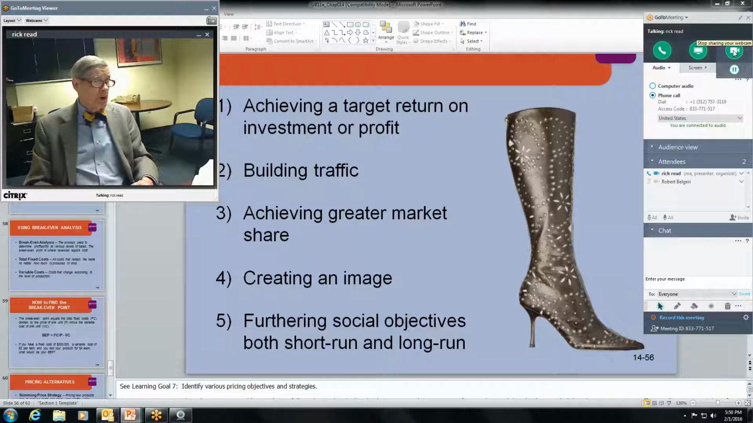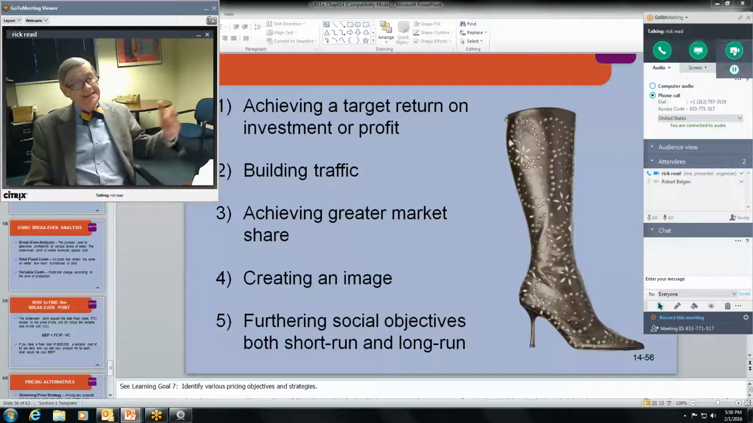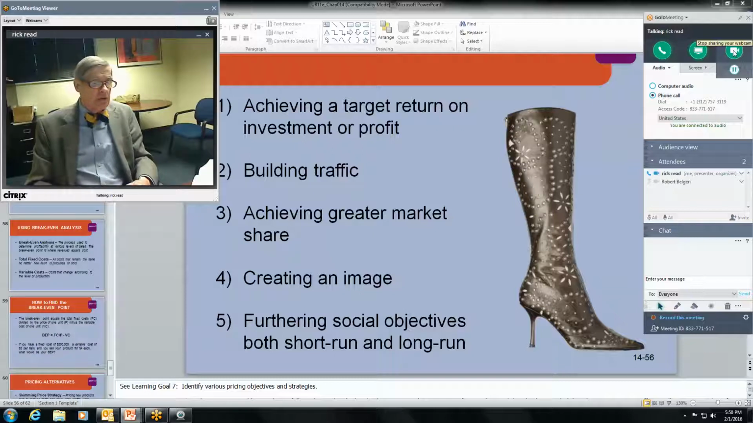Increase market share. Have some kind of an image that people can identify with in the product, and then further social objectives, both long and short term.